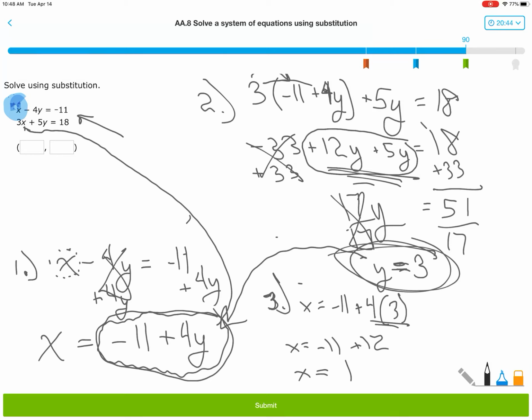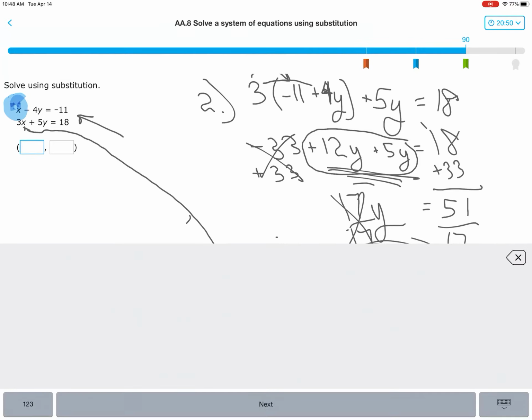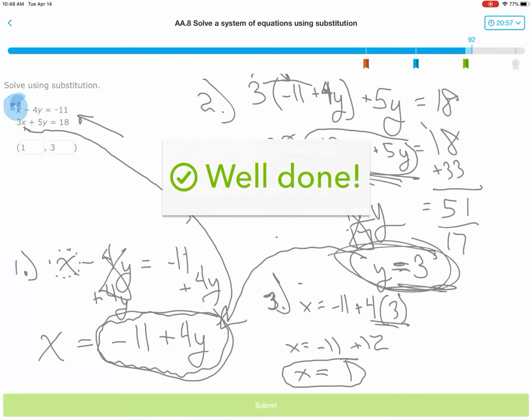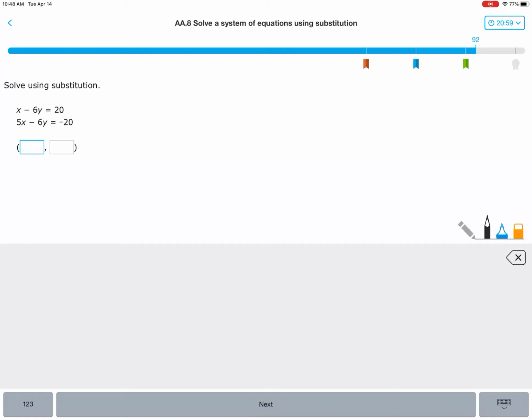So I have my two numbers that I need. My x is 1, my y is 3. Let's see if we got this right. 1, 3. All right, so there you go. That was a more difficult example for you to take a look at.